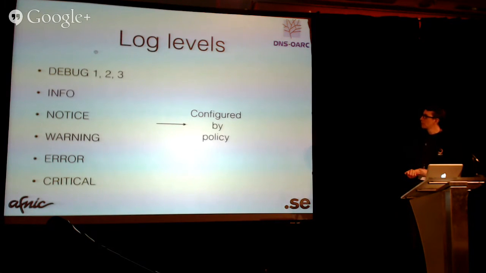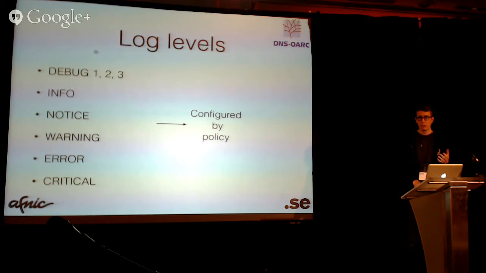So the log levels, debug levels 1 to 3, will give you enormous amounts of log, for example, the raw DNS packets themselves. And you can have anything up to critical. Critical means that this domain is probably not working at all. Error is things that we consider serious enough that you really should be fixing it.